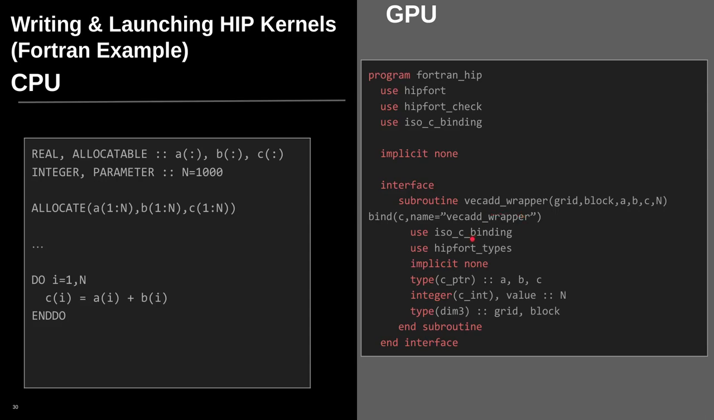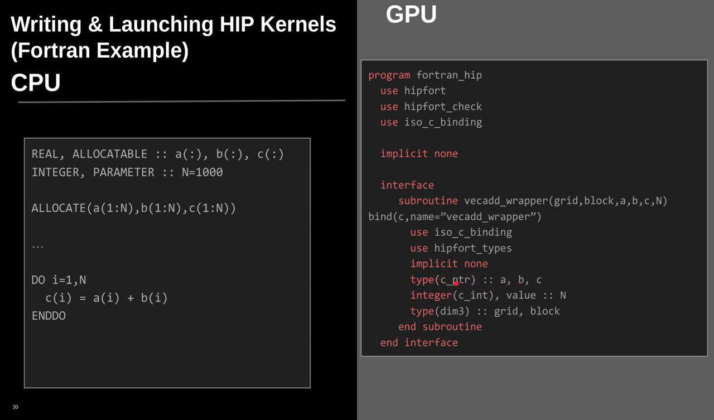Now when you're defining this interface, you do need to declare modules again. So we have ISO C binding, which we're going to use so that we can use the C pointer and C int types. And then we're also going to use hipfort types so that we can define the grid and block size. Now it doesn't matter if you're using Fortran pointers or C pointers in your code for the GPU memory. Ultimately, when you get to launching a kernel, you do need to convert those Fortran pointers to C pointers. So keep that in mind.